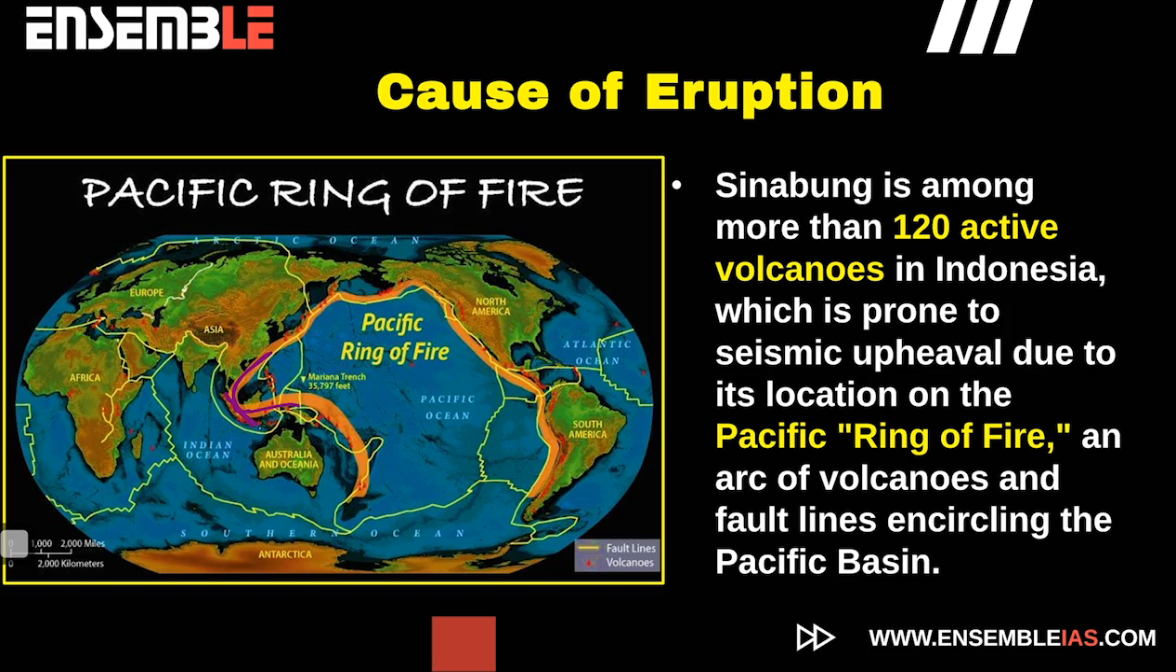So along the Pacific Ring of Fire, there is the subduction of two plate boundaries, and therefore volcanic eruptions usually happen in this area. So Mount Sinabung is among more than 120 volcanoes in Indonesia, which is prone to seismic upheaval due to its location on the Pacific Ring of Fire, an arc of volcanoes and fault lines encircling the Pacific Basin.